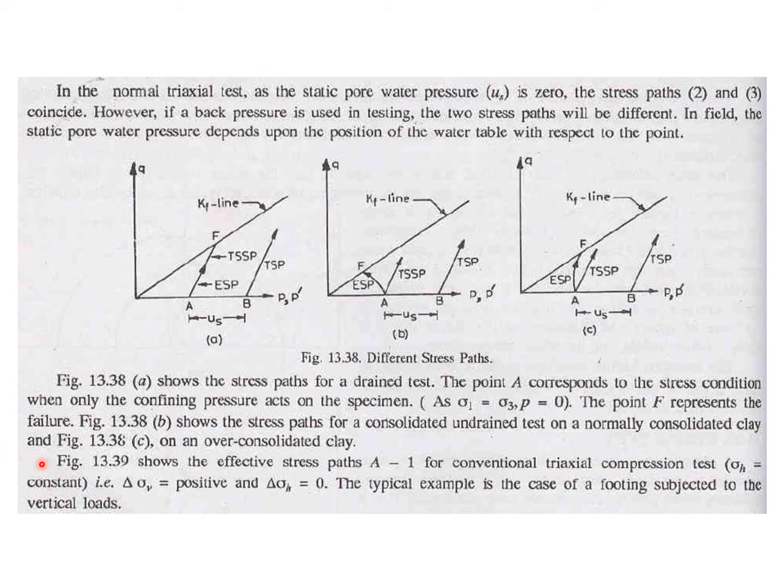Figure 13.39, you would be able to see it on the next slide, shows the effective stress path A1 for the conventional triaxial compression test where sigma h is constant, that is, delta sigma v is positive and delta sigma h is equal to 0. The typical example is the case of a footing subjected to vertical loads only.